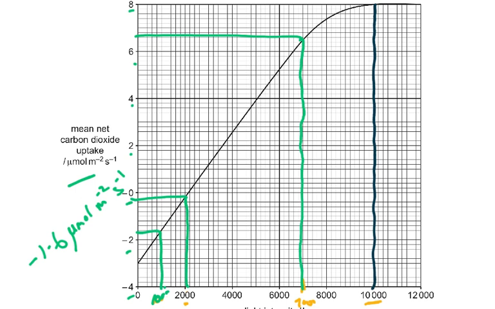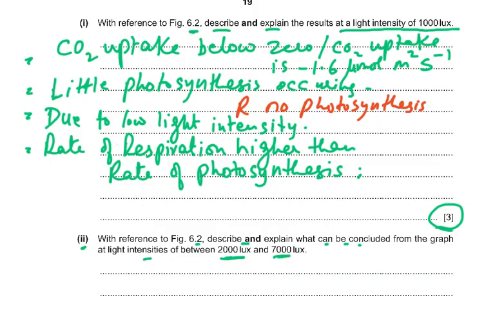So what does this mean? You've given me the figures. Little photosynthesis is occurring. You can't say no photosynthesis is occurring. Little photosynthesis is occurring, due to low light intensity, but the rate of respiration is higher than the rate of photosynthesis. So mean net carbon dioxide is negative. So this is what you had to give me for the 1000. So carbon dioxide uptake is below 0. That is, carbon dioxide uptake is minus 1.6 micromole per meter square per second.